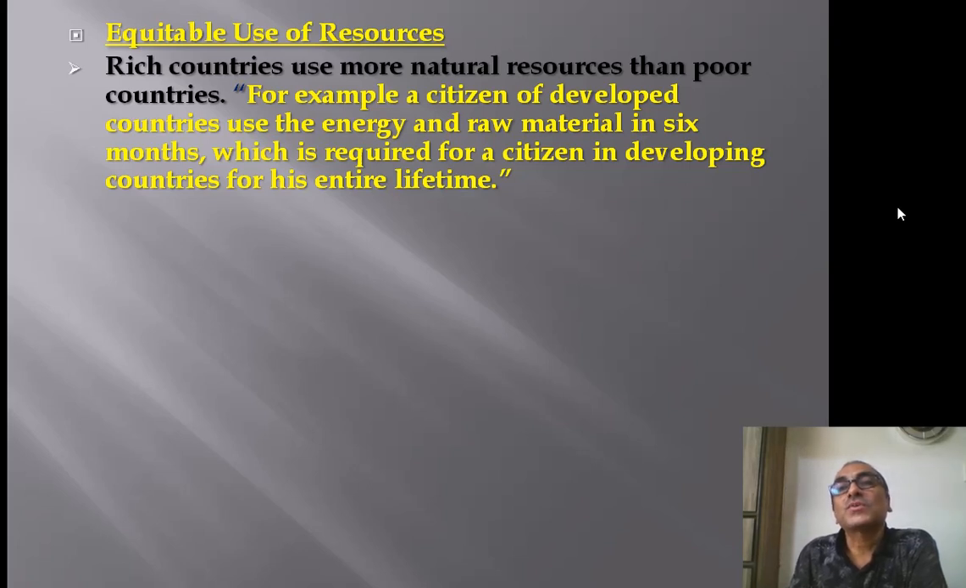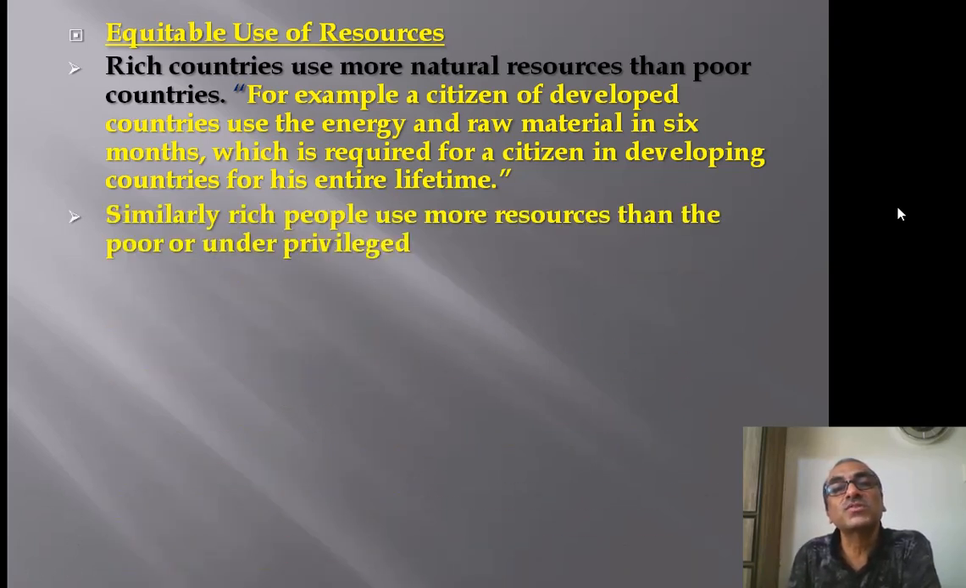Rich countries use more natural resources than poor countries. To cite an example, the energy and raw material that citizens of developed countries utilize in 6 months is equal to the need of the citizens in developing countries for the whole lifetime. One person's energy and raw material needed to sustain a complete lifetime is just exhausted by a citizen residing in developed countries within 6 months. So this is the inequality in utilization of the resources. So we should go for equity, that is equitable use, equal use of the natural resources.